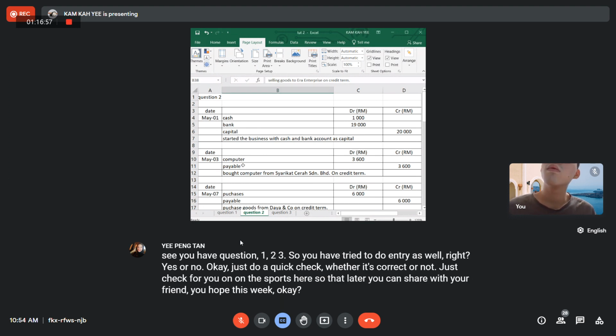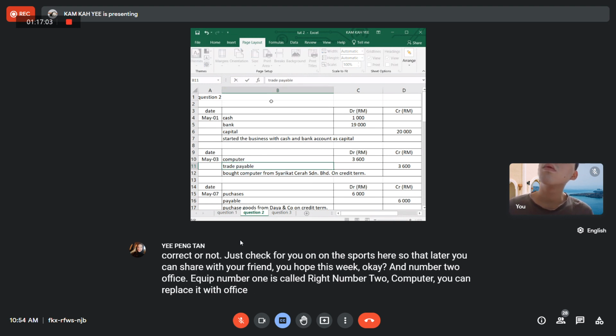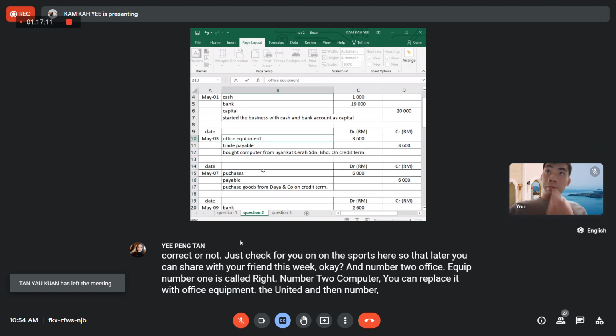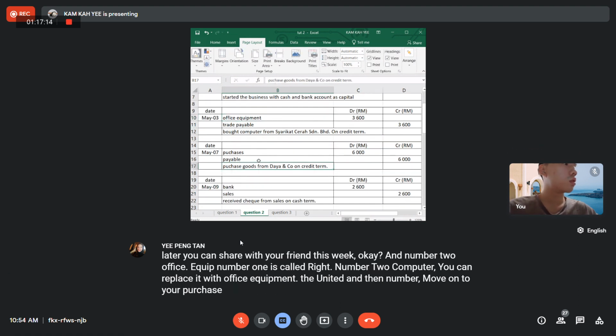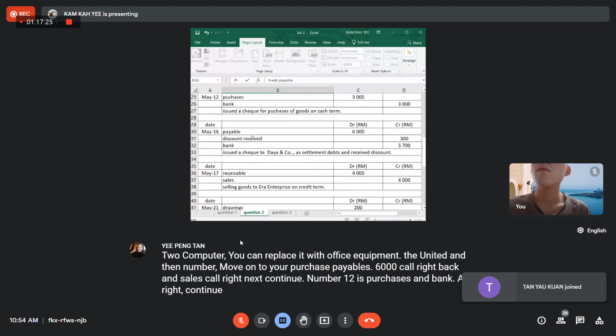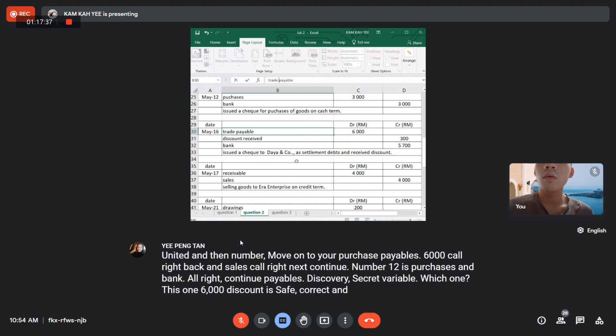Okay, number 2, office equipment. Number 1 is correct. Number 2, computer, you can replace it with office equipment. The 3rd of May, you put in office equipment, answer is correct. And then move on, purchase payables, 6,000, correct. Bank and sales, correct. Next, continue. Number 12 is purchases and bank, correct. Continue. Payables, discount received, payable. Which one? This one, 6,000. Discount received, correct, and bank, correct.